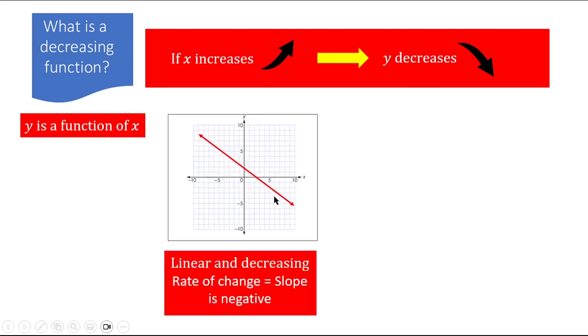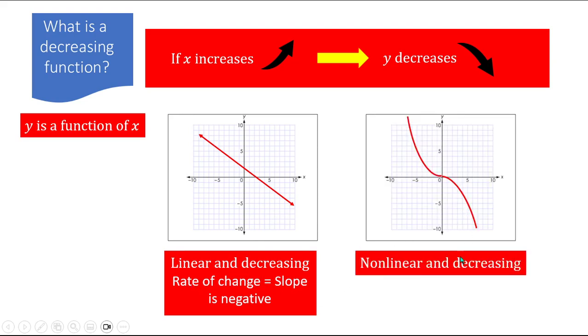Here is an example of a linear and decreasing function. When you look at it from left to right, it's going down. And the slope is negative, which is the rate of change. And this is a nonlinear and decreasing function. Again, you look at it from left to right, and it's going down.